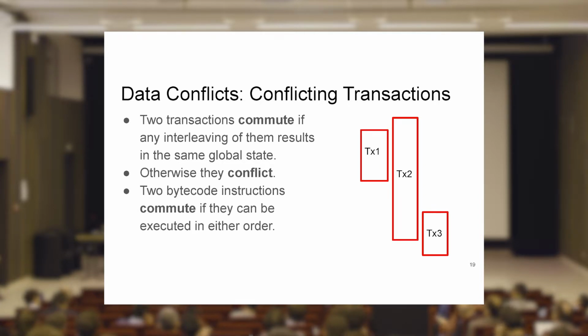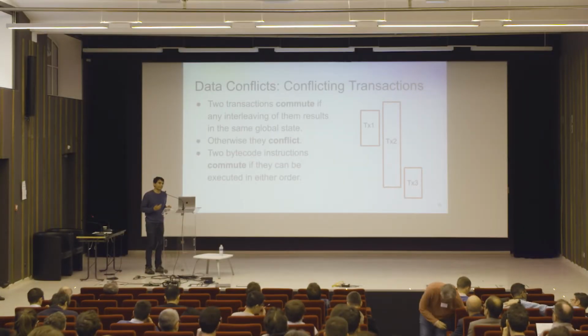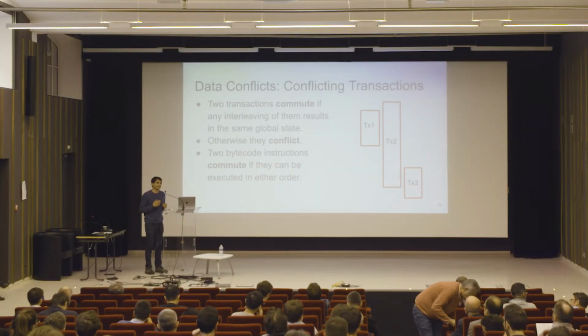Before I get into that, I need to talk more about what exactly we mean by data conflicts here. I vaguely mentioned it before, but I'll define it more concretely. In general, two transactions commute if any interleaving of them results in the same global state.